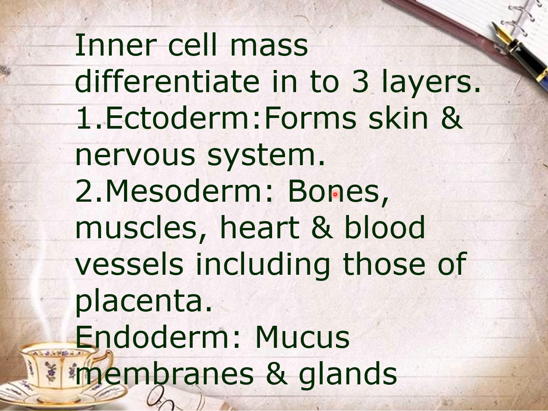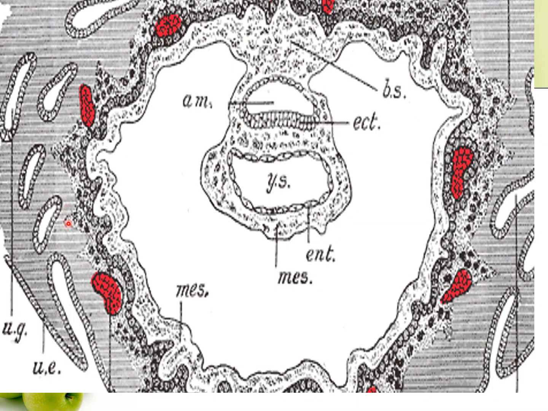This ectoderm forms the skin and nervous system of the baby, and mesoderm forms the bones, muscles, heart, blood vessels, including the blood vessels of the placenta, and endoderm forms the mucous membrane and the glands. Later, these three layers, ectoderm, mesoderm, endoderm, are there, and this is the cavity of the blastocyst. Already it was there, and it is covered by all these cells.